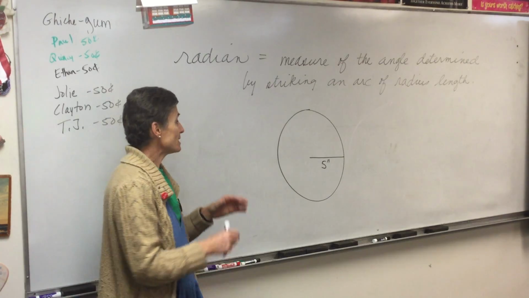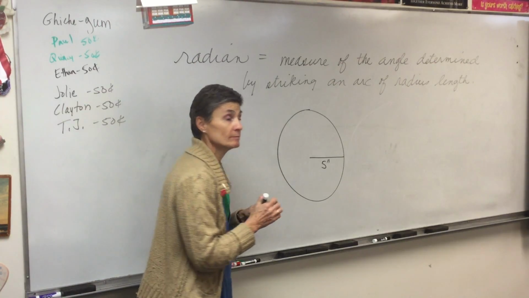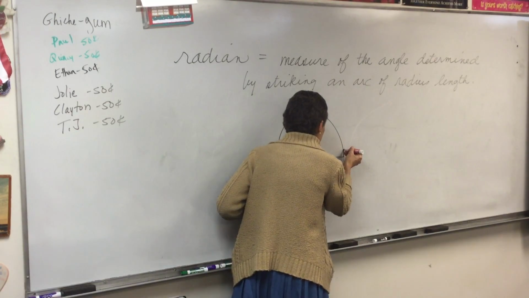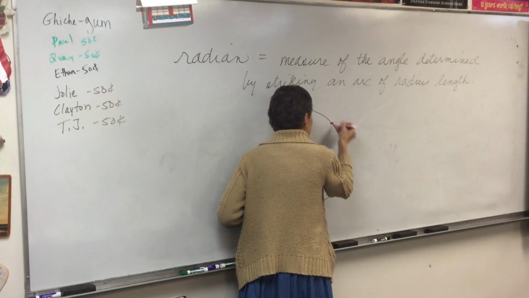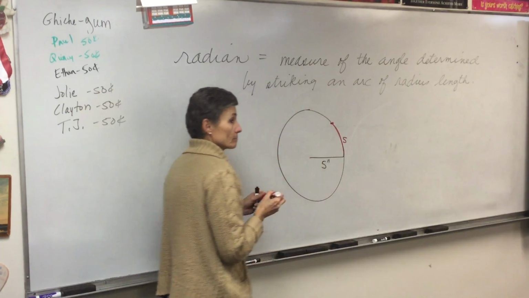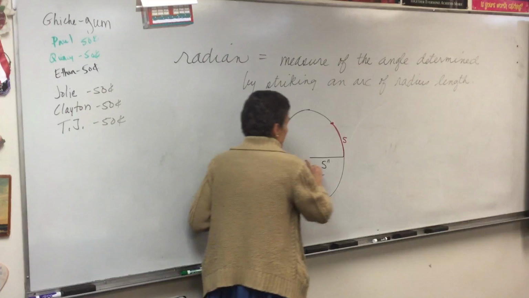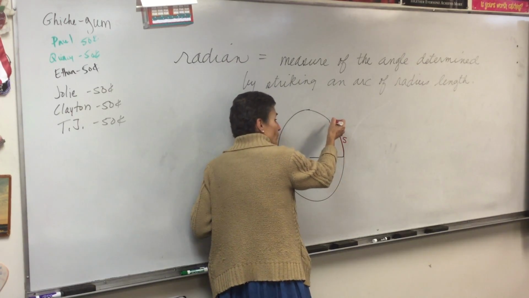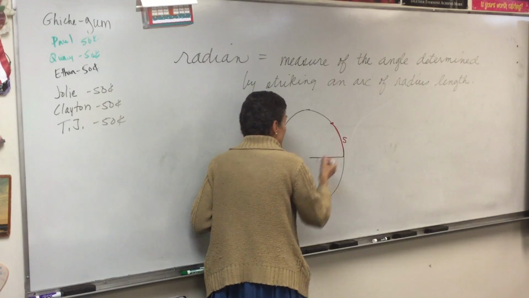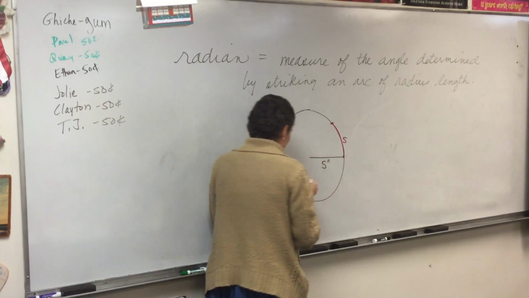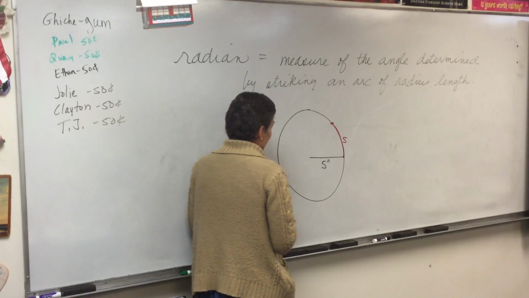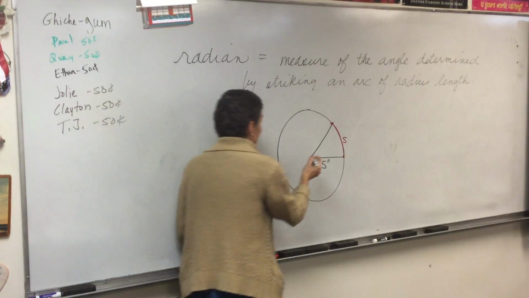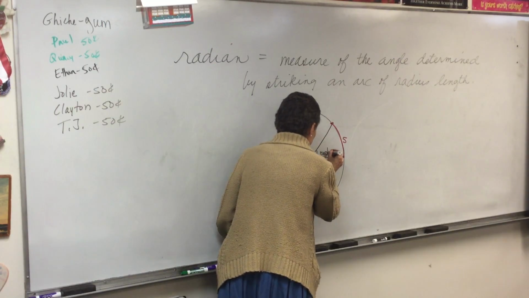If I were to take a piece of string 5 units long and lay it around the circle, so an arc of radius length. So I just said my radius is going to be 5 inches. So I'm going to take a piece of string and lay it around the circle, an arc. Can you see that the end points of that arc determine an angle? And that would be 1 radian.